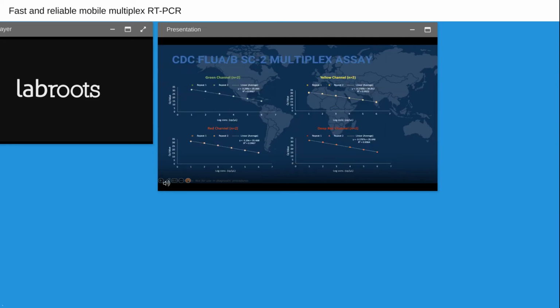The third set of curves is looking at the CDC Flu A and B SC2 multiplex assays. So we performed 2 replicates for this particular assay, looking at the LOD compatibility of this particular assay with the Liberty 16 Pro. And judging by what I see and what I'm assuming that you're seeing as well, very consistent in terms of the trajectory and also the curves.